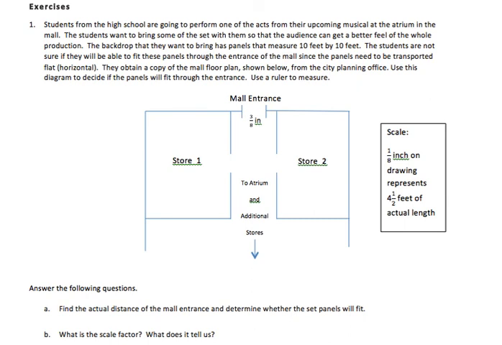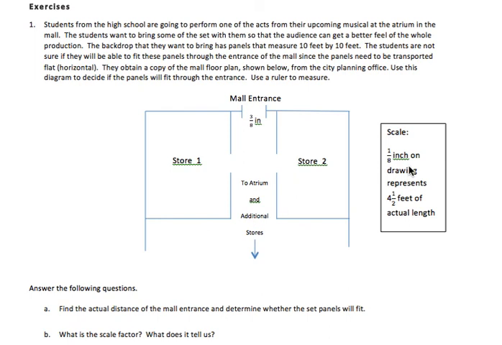In our final activity for Lesson 18, we find a situation where students from the high school are going to perform one of the acts from their upcoming musical at the atrium in the mall. They want to bring some of the set with them so that the audience can have a better feel for the production. But the backdrop that they want to bring has panels that measure 10 feet by 10 feet. They're not sure if they'll be able to fit those panels through the entrance to the mall, since the panels need to be transported flat or horizontal. So they get a copy of the mall floor plan, and they use this diagram to decide if the panels will fit through the entrance.